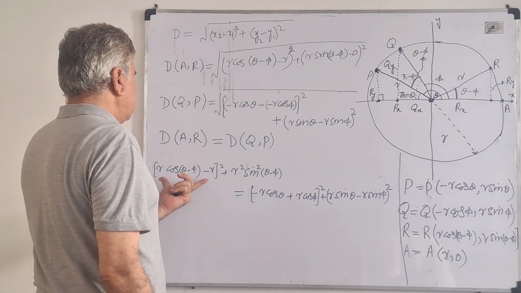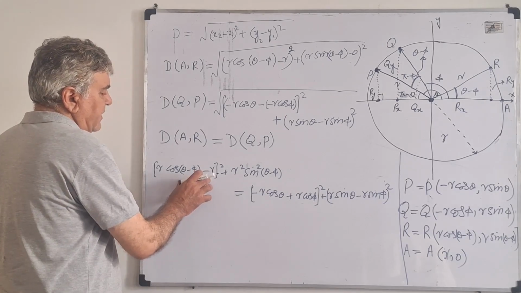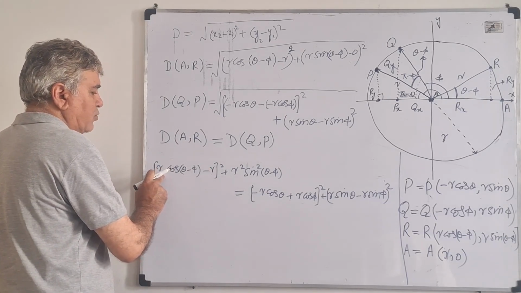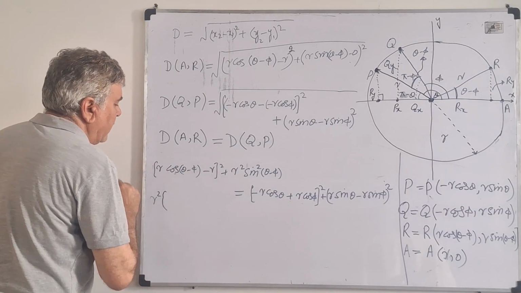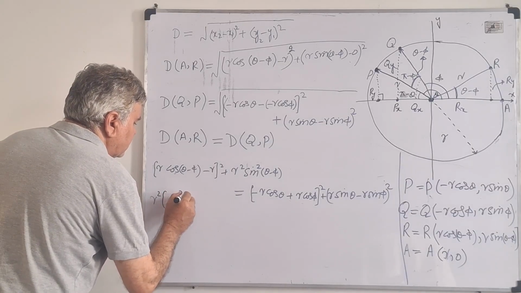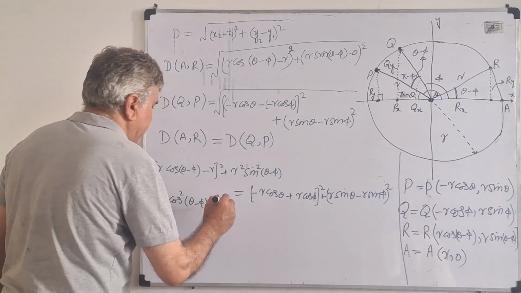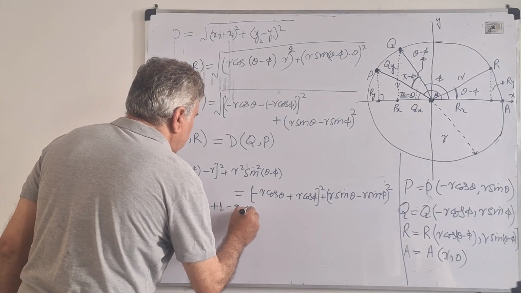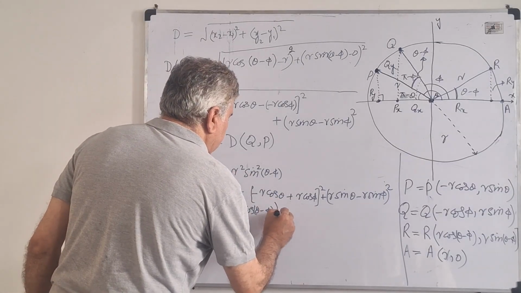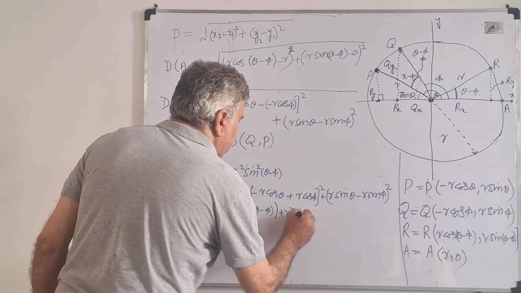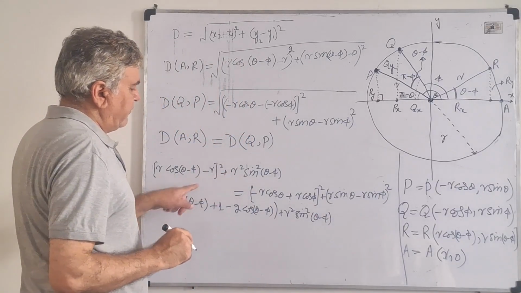Now I can use the (a minus b) square formula to square this thing, and before that I can take r squared common, so I write r squared into, then I have cos and 1, so that would give me cos square (theta minus phi) plus 1 minus 2 cos (theta minus phi), and then this term plus r square sine square (theta minus phi). That's what I have from the right side.